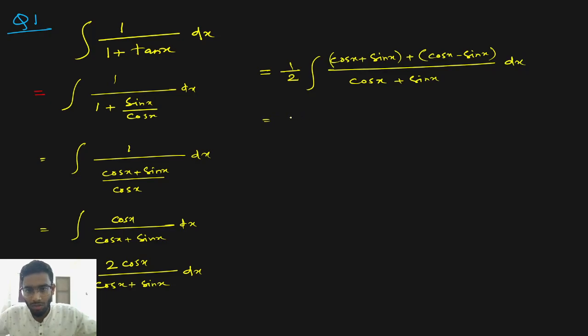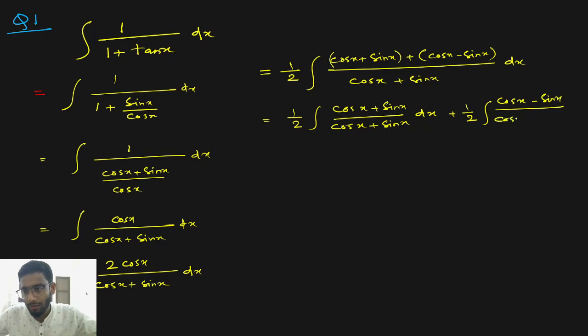Okay, so now we can split it. That is cos x plus sin x upon cos x plus sin x dx, also half into cos x minus sin x by cos x plus sin x dx. Clearly you can see in the first one both numerator and denominator are the same, so by cancelling out we are getting 1, so it will be only dx.